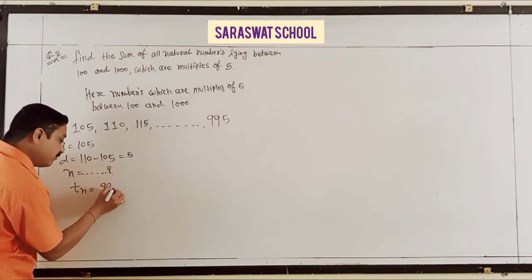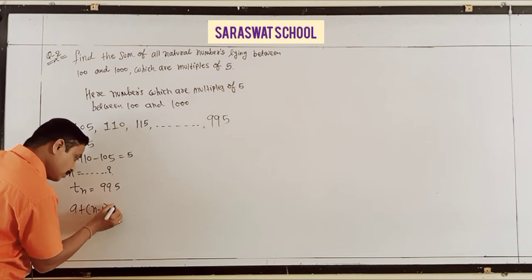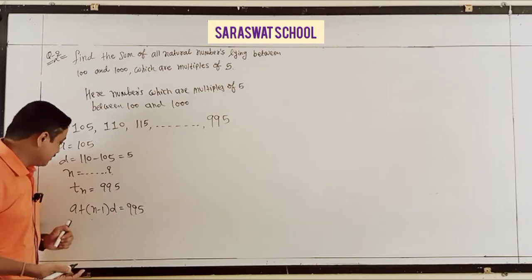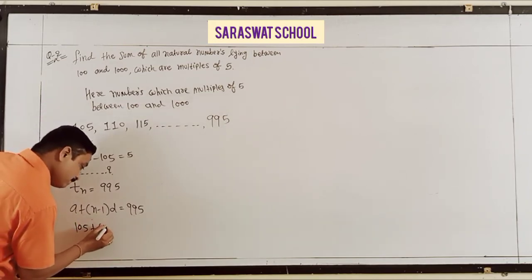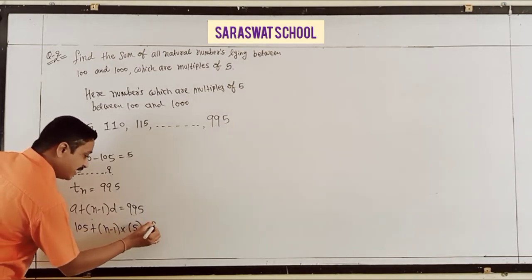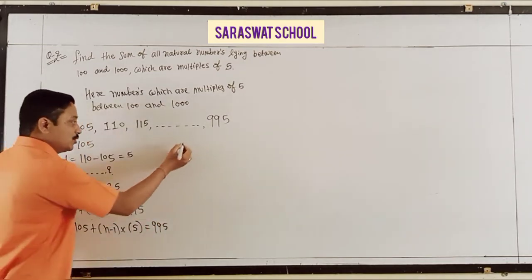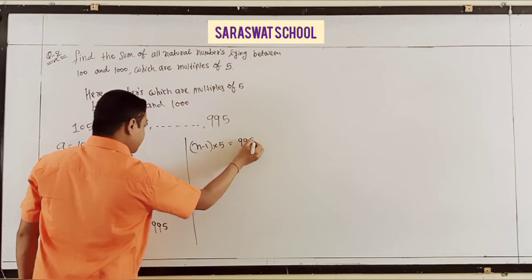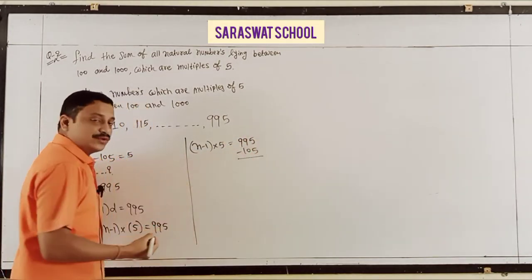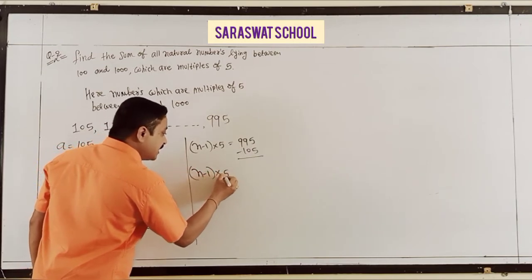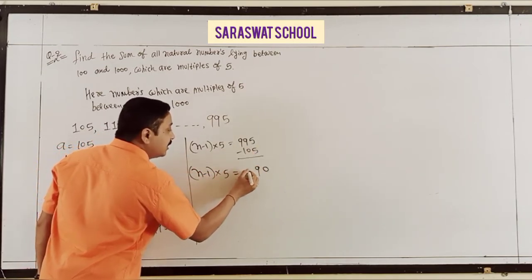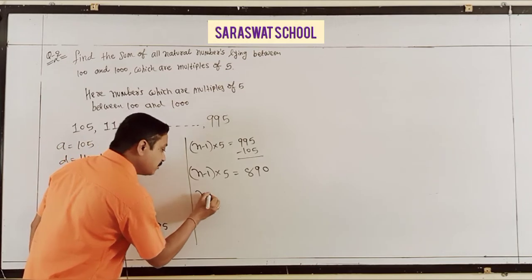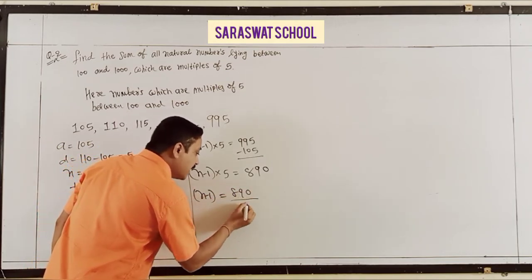After that, I go to tn, the last term, 995, which is a plus (n minus 1)d. Putting in a and d and finding n: what is a? 105. d I have? It is also 5. So we get (n minus 1) into 5 equals 995 minus 105. You easily get 890. That is the product, divided by 5 now. So n minus 1 equals 890 by 5.